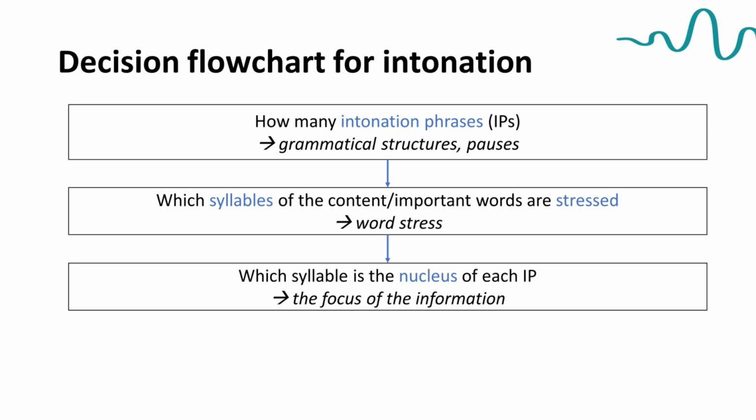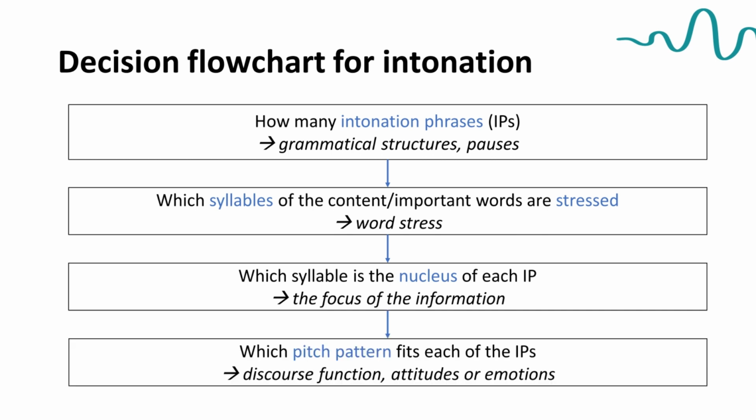Step 3. Which syllable is the nucleus of each IP? Once you identify the focus of the information, you may find out the nucleus. Remember, each IP has one nucleus only, and a nucleus is one syllable. Step 4. Which pitch pattern fits each of the IPs? You need to place yourself in the context to consider the discourse function, attitudes, or emotions to help you choose the appropriate intonation pattern.